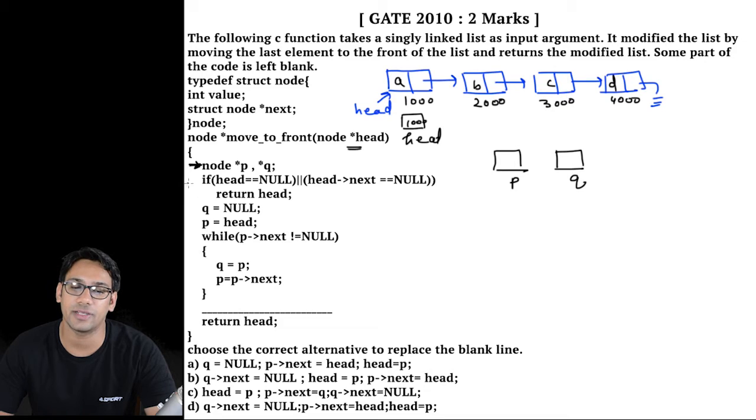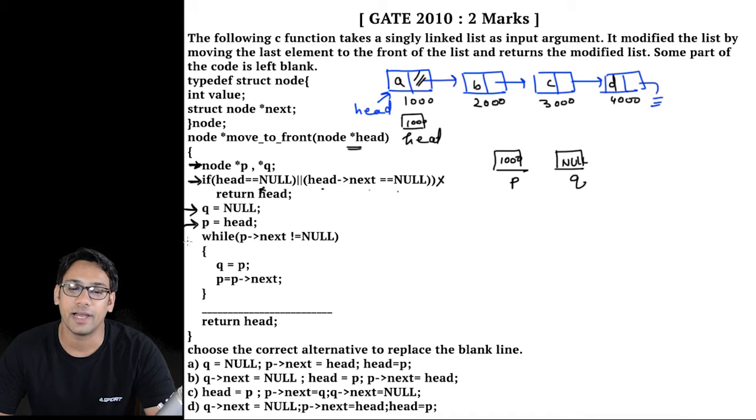And then the third line is saying if head is equal to null, but head is not null, therefore this condition is false, or head of next is equal to null. That means or this part is null, but none of this part is null, therefore we are not going to execute this statement. So we will come out to this statement and we are going to execute q is equal to null. Therefore q will now be storing null. And then in the next line p is equal to head, therefore p will now be storing 1000.